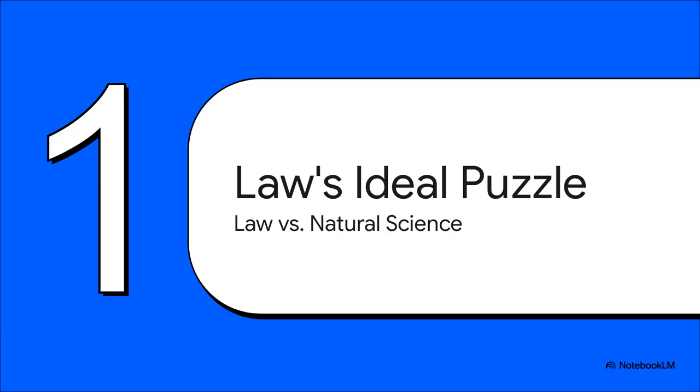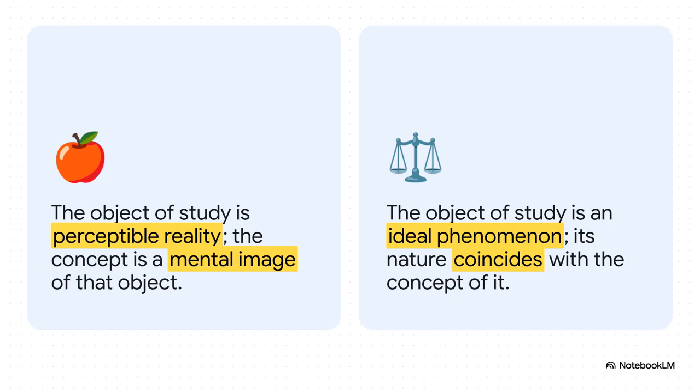All right, Section 1, Law's Ideal Puzzle. You see, studying law is fundamentally different from studying nature. To really get what we're talking about today, we have to start with this core problem. What lawyers and legal scholars study is just not the same kind of thing a biologist or a physicist studies. So what's the difference? Well, in the natural sciences, you have a real physical thing. Let's say an apple. You can hold it, you can bite it, and from that real object, you create an idea or a concept of apple.